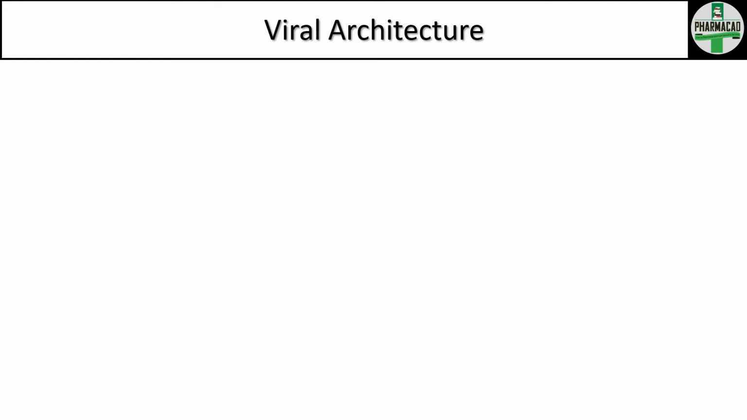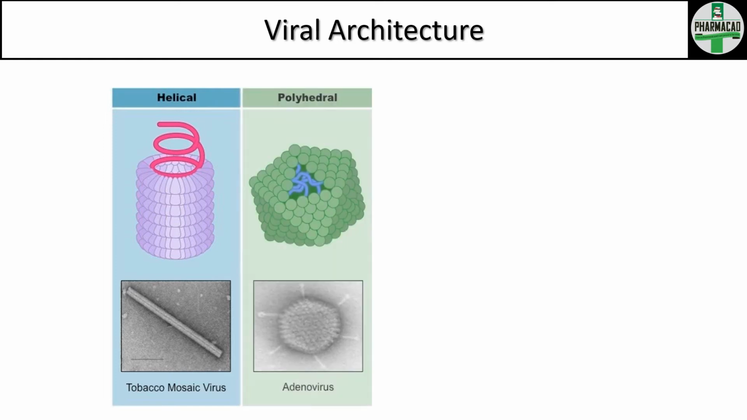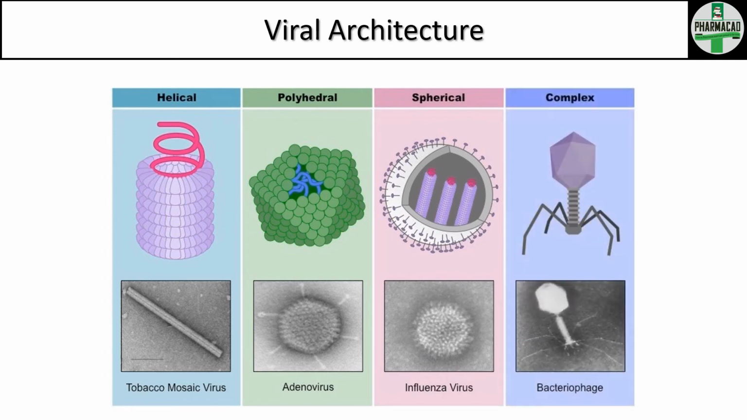Let us understand different morphological structures of virus. First one is helical. We can see how the virus is in the form of a helix. Second is polyhedral. There are many flat surfaces on the virus. Third is spherical. And the fourth one is complex. In complex structure, there is the virus along with a few more additional structures which make the structure of the virus complicated.